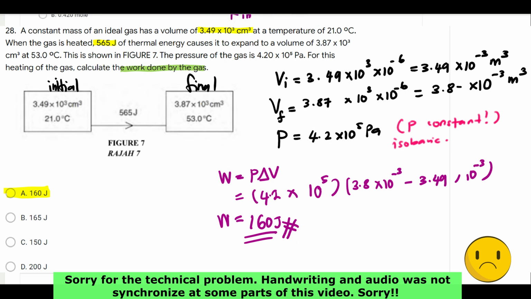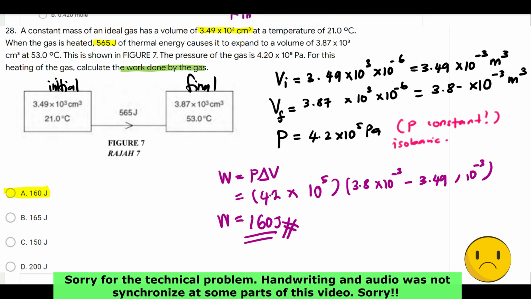The question asks us to calculate, for this heating of the gas, the work done by the gas. So pressure is given. Based on the information given, we can see here that the pressure is constant, so this is isobaric. Since this is an isobaric process, the work done is equal to P delta V, which is pressure times V final minus V initial.